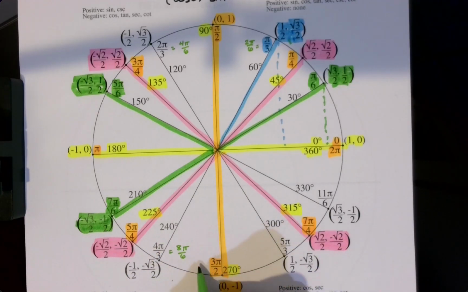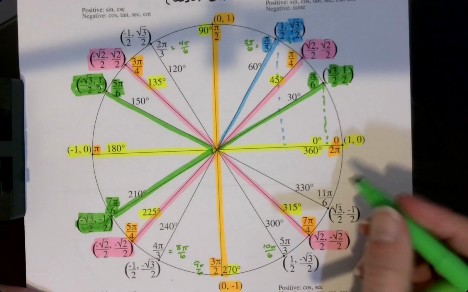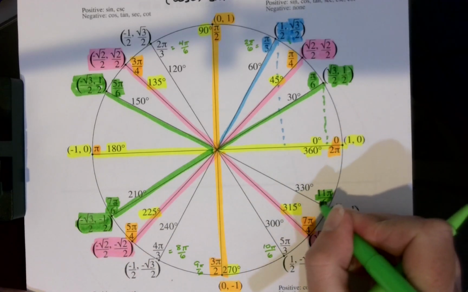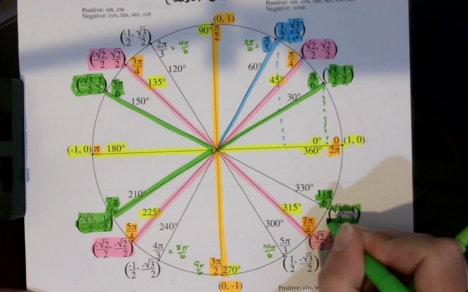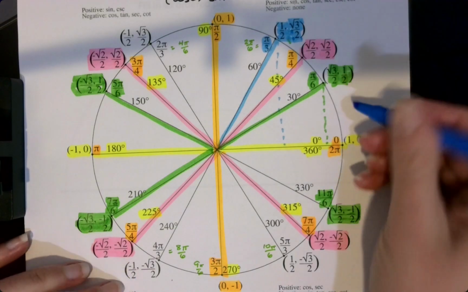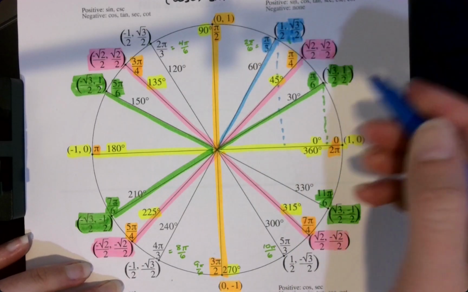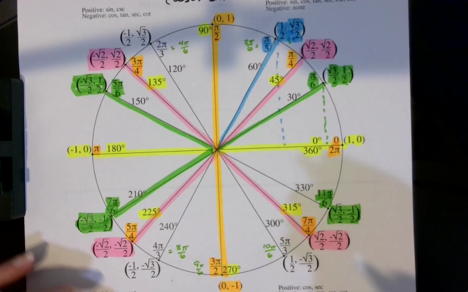This one would be 9 pi sixths. This one would be 10 pi sixths, reduces to 5 pi thirds. And then the next one that doesn't reduce is 11 pi sixths. So that's the same values as our pi sixths, with again the negative y coordinate. Again, I'm trying really hard to demonstrate how if you memorize just the first quadrant, you can count your way around and get all the rest.